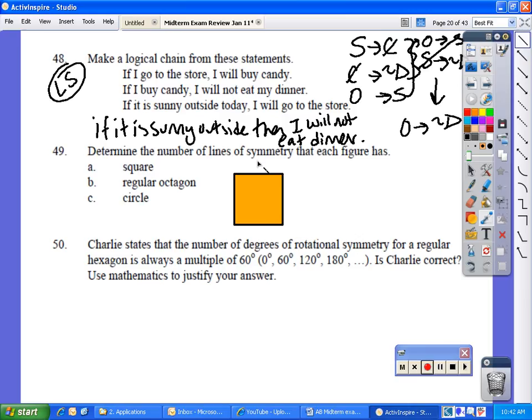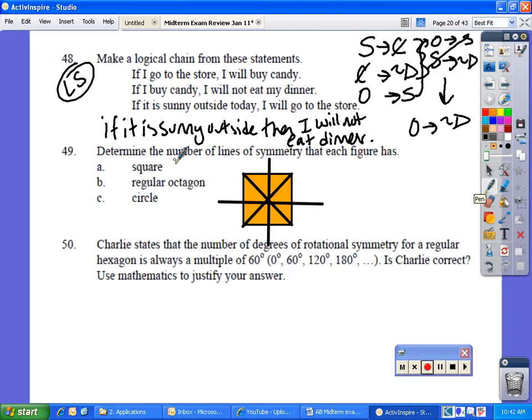Because it's a square, and we know that the sides are exactly the same, I can go right through the middle of this in both directions, horizontal and vertical. And I can also go through the diagonals, and it will be congruent as well. So here we have 4 lines of symmetry for this square. And a square is really a regular quadrilateral, if you think about it. Regular quadrilateral. And so we'll think about that in 1 second when we look at the regular octagon.